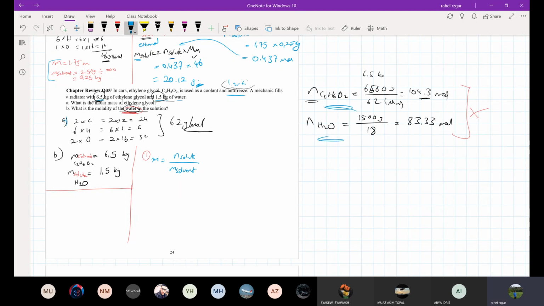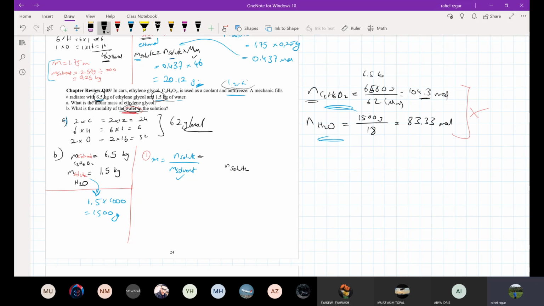Don't care about this one. You care about the things that are given. Now we have mass of solvent, which is 6.5 kilogram, and it's in kilograms, so we leave it as kilogram. But mass of solute always must be in grams, so 1.5. From gram to kilogram is dividing by 1,000, but from kilogram to gram, multiply by 1,000, it will be 1,500 grams.